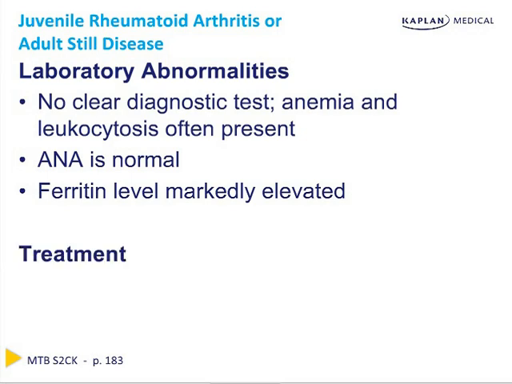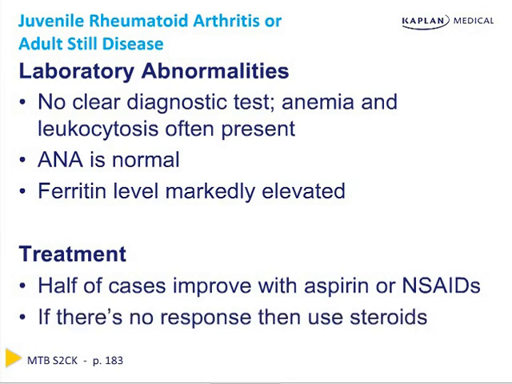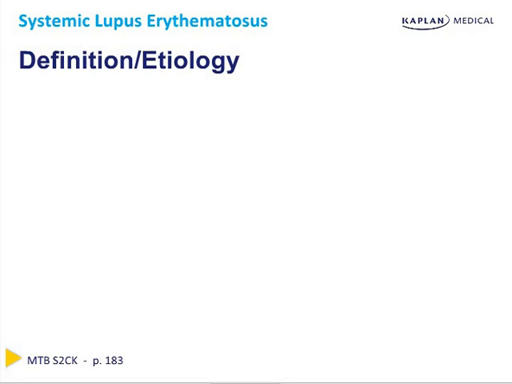The ANA will be normal, but the ferritin as an acute phase reactant will be markedly elevated. To treat these patients, well, half of them improve with simple aspirin or NSAID therapy. However, if there's no response, use steroids. We're now going to discuss lupus.